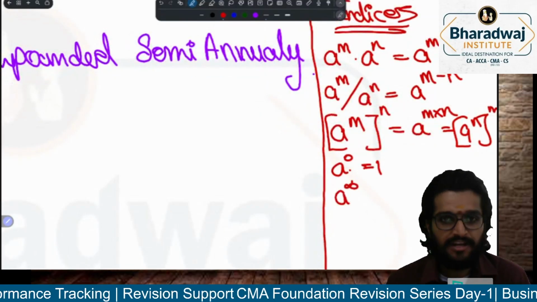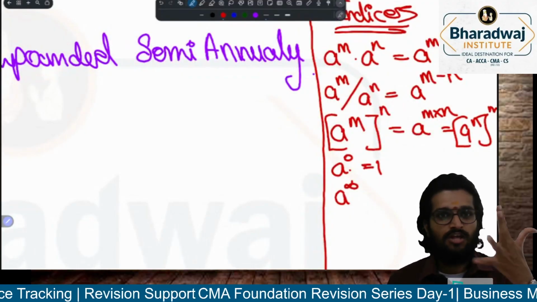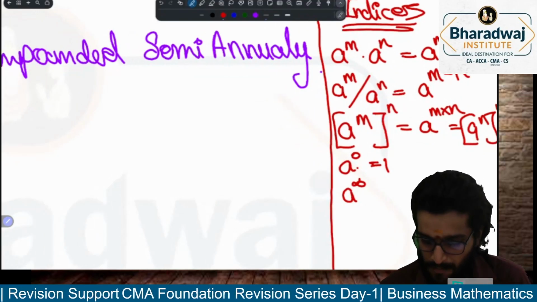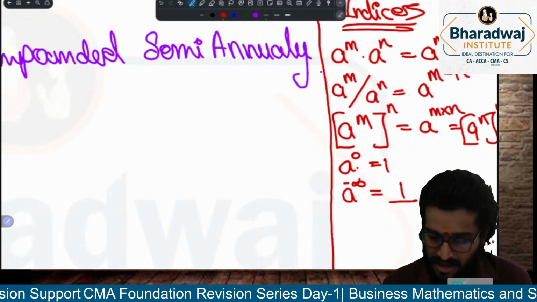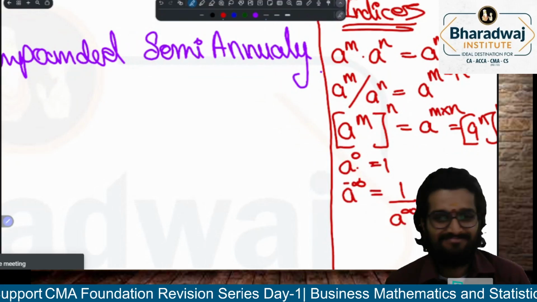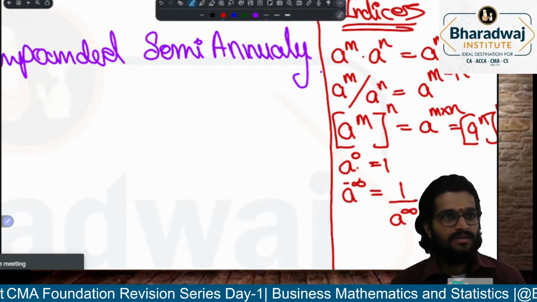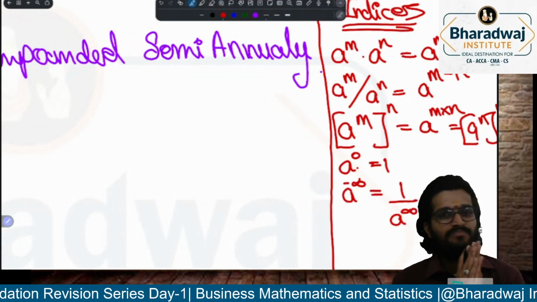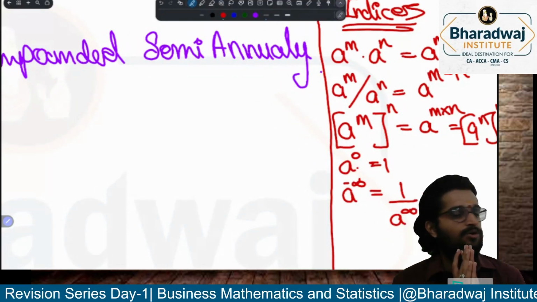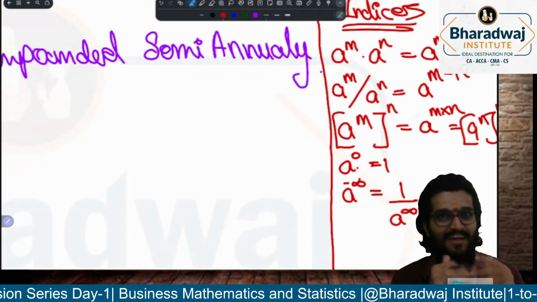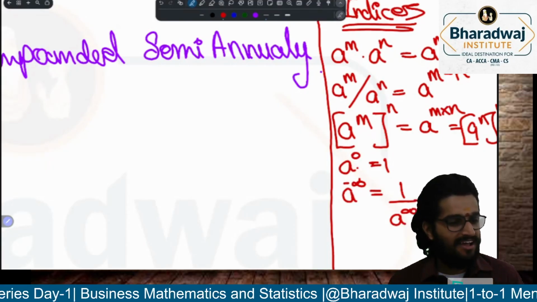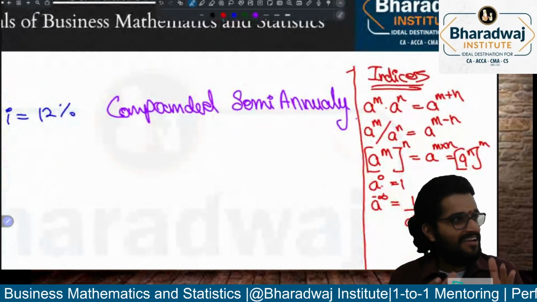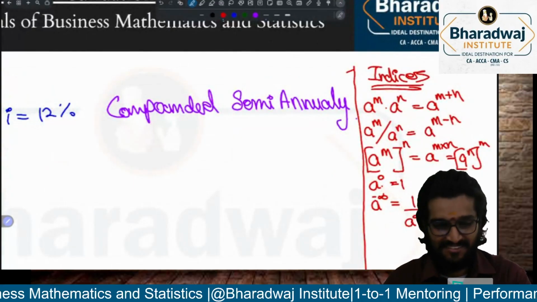Anything to the power infinity, we don't know the answer, but anything to the power minus infinity will be 1 divided by that anything power infinity, which is 0. Anything power infinity is not in our scope. I don't know. Being a pan-India video lecture, we have to do these things.